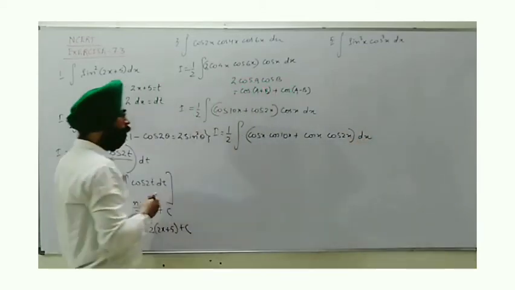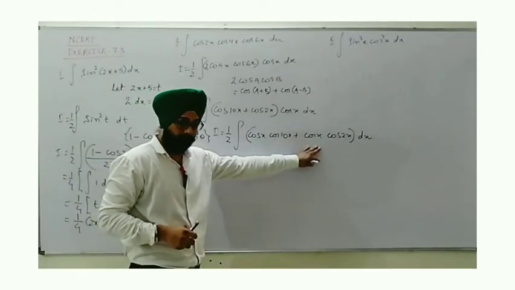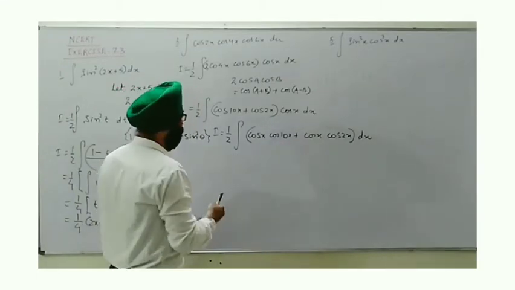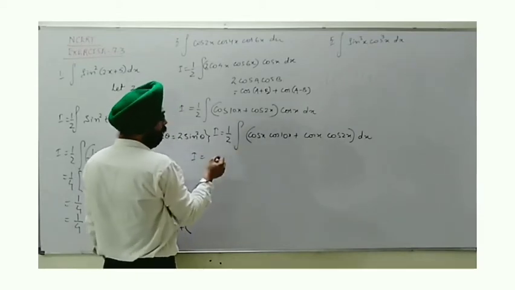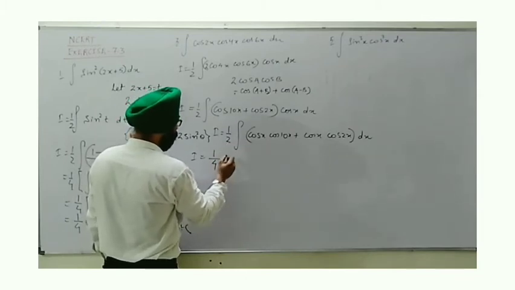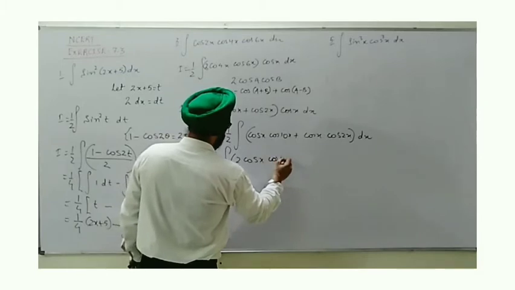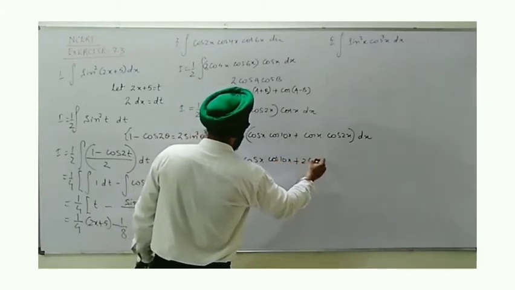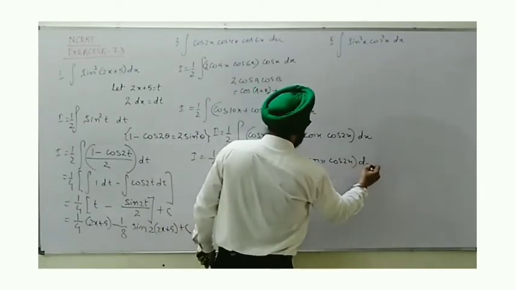dx. Now as we see that again each term is a product of cos functions, so we will multiply and divide by 2 to apply the identity which we have used above, the same identity. So here this will be 1 by 4 and further we can say 2 cos x cos 10x plus 2 cos x cos 2x dx.